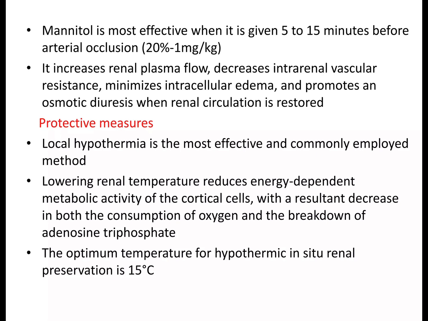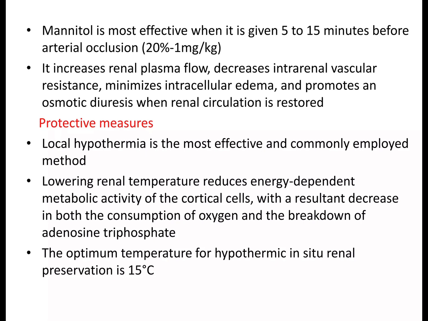So it is actually a protective measure. Another protective measure is local hypothermia, which is the most effective and commonly applied method, as we are doing. So we lower the renal temperature, reducing the energy-dependent metabolism. Why are we giving this cold ischemia? Because it reduces the energy-dependent metabolic activity of the cortical cell, with a resultant decrease in both the consumption of oxygen and the breakdown of adenosine triphosphate.